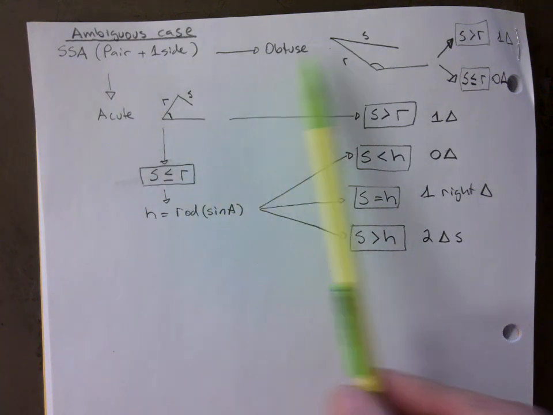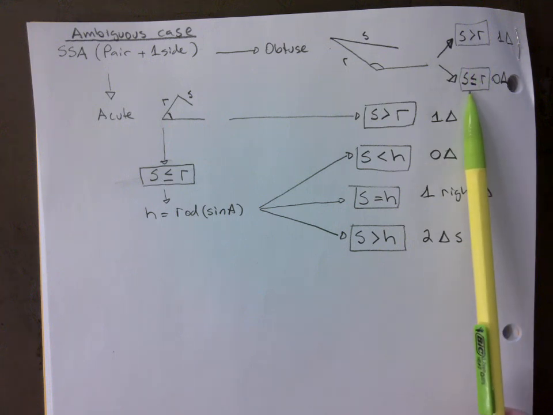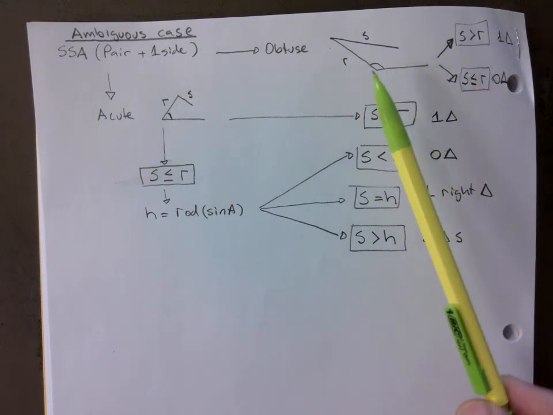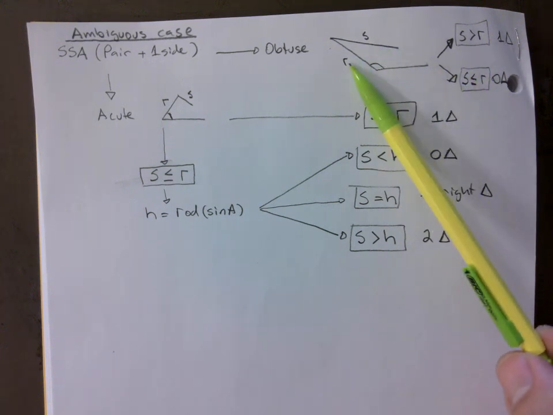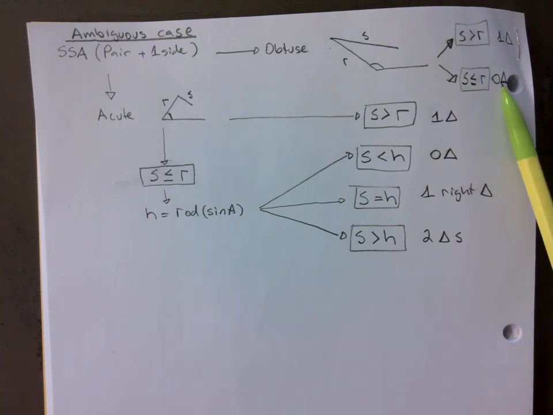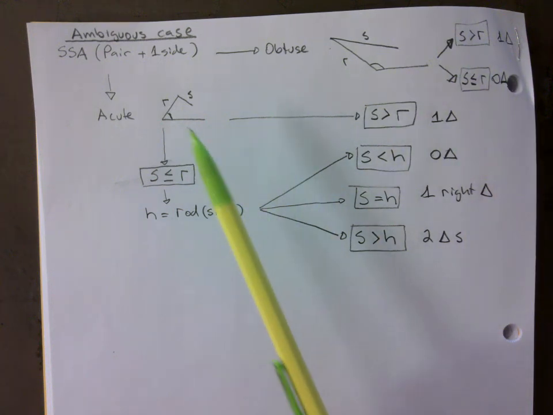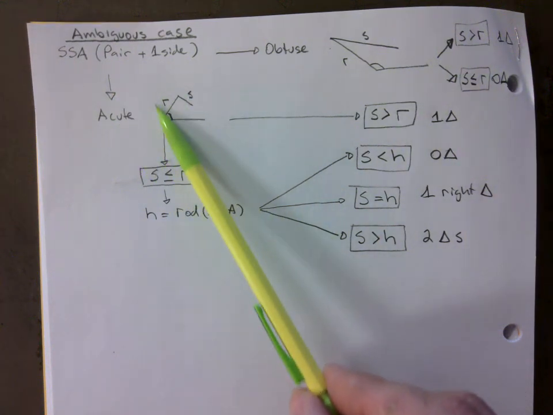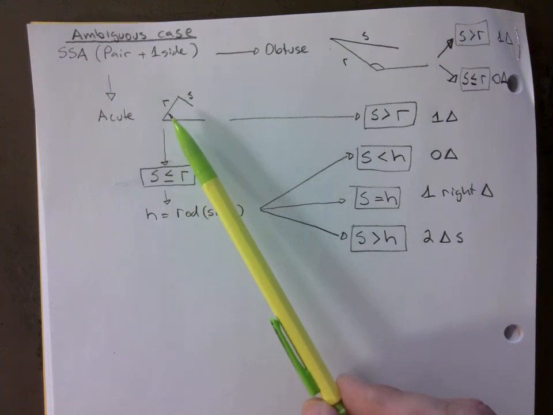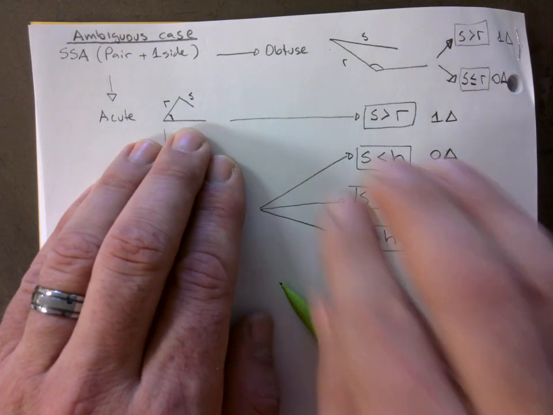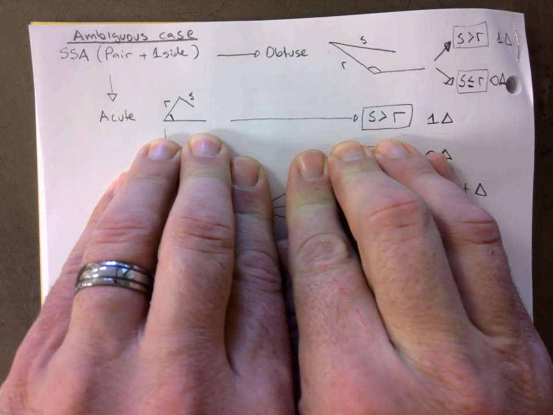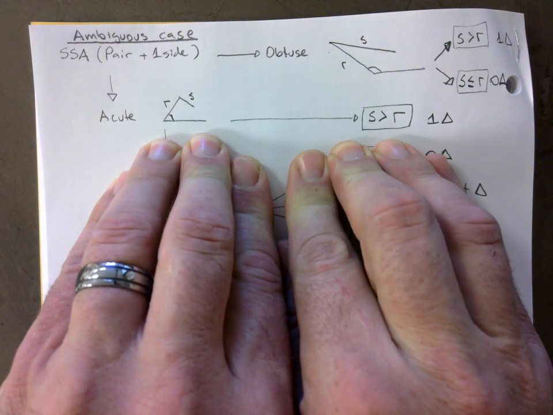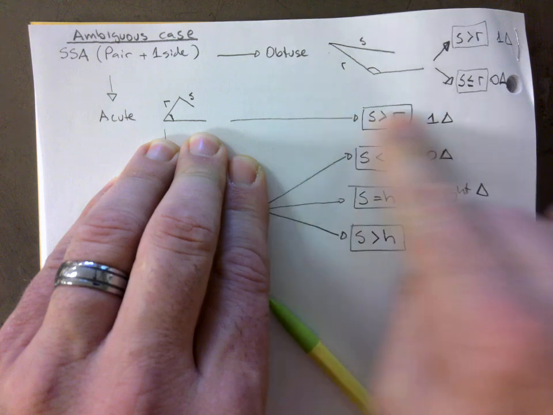So obtuse, two choices: string greater, string less than or equal to. So let's say these are exactly the same, still zero triangles, right? No solution. If it's acute, you set it up like this. And then before you even bother with the height, if the string is greater than the rod, boom, one triangle, done. Don't bother with the height. Right? Then you would go down this route.